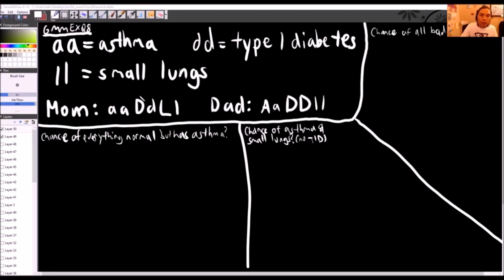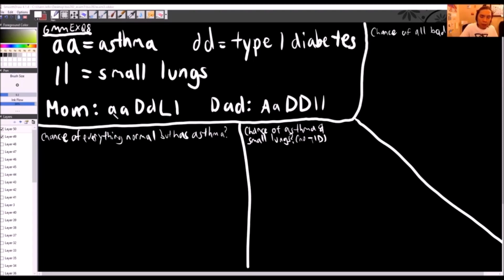So we're given the genotypes of the mom and dad. The mom has little a, she has asthma, and she is a carrier for the rest of the stuff. A carrier means that you don't have the phenotype of the disease, but you carry the potential to spread it onto your offspring. The dad looks like he has small lungs. Oof. But he has the phenotype big A, big D, and then little a. Cool. Okay, so what is the chance of everything normal, but the kid has asthma?